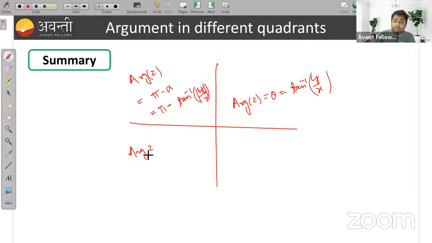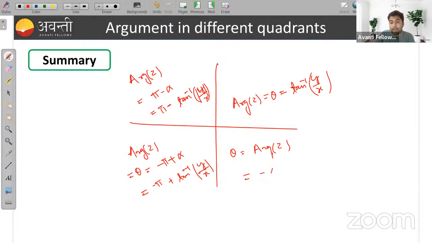And in the third quadrant, the argument of z is theta, or minus pi plus alpha, where alpha is tan inverse of mod of y upon x. Clear? And in the fourth quadrant, theta, the argument of z, is equal to minus alpha, or minus tan inverse of mod of y upon x. Clear, everyone? So this is the summarization of how to find the argument of a complex number when it is lying in different quadrants.